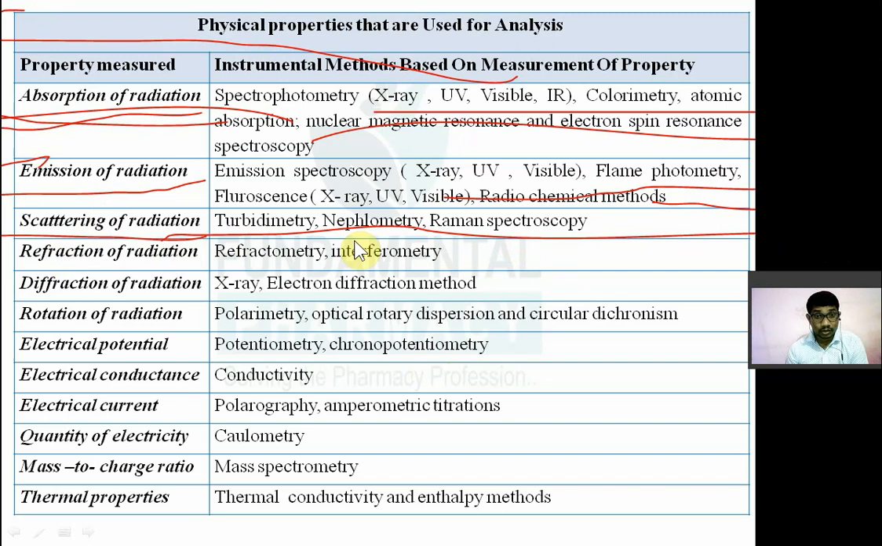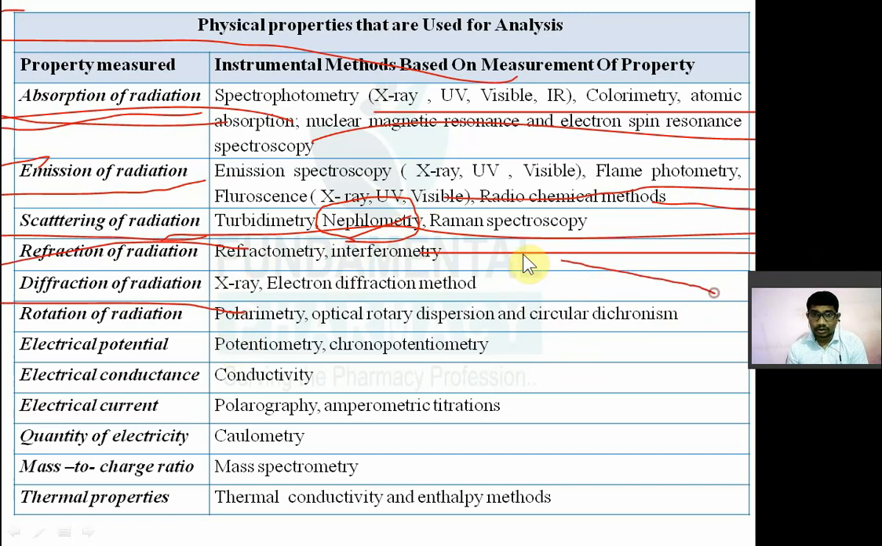So nephelometry में और turbidimetry में आता है. Nephelometry more specifically. So question इसके ऊपर GPAT में आ चुका है. Scattering of light is involved in nephelometry. Now refraction of radiation is involved in refractometry and interferometry. Diffraction of radiation is involved in X-ray and electron diffraction methods.